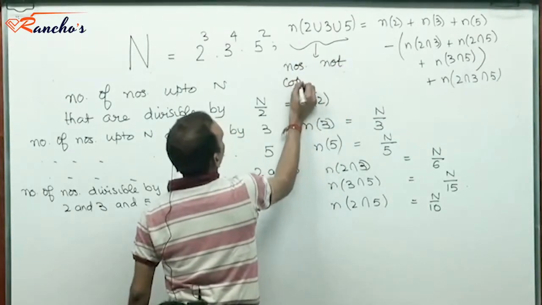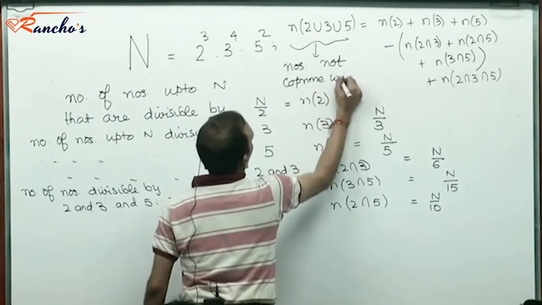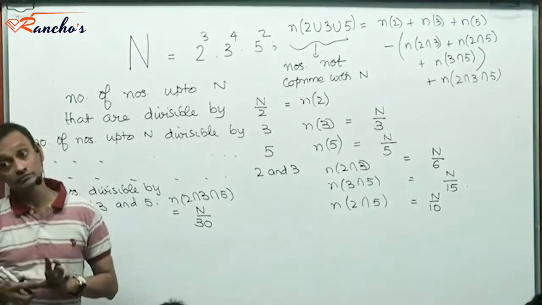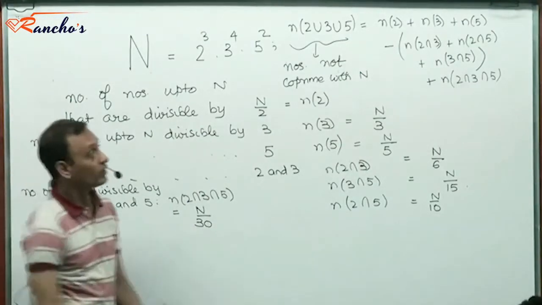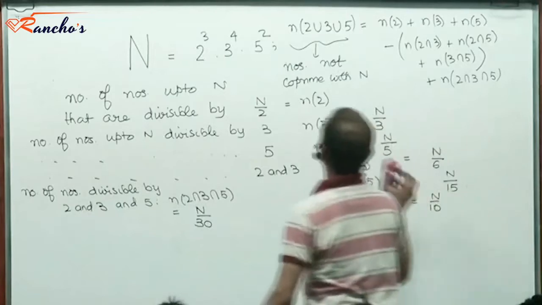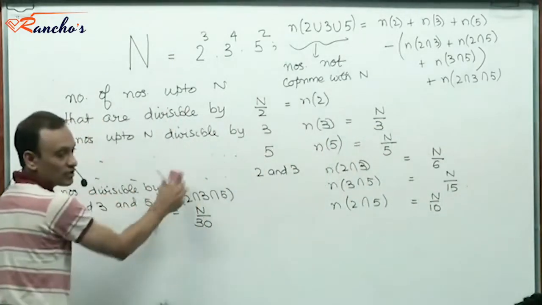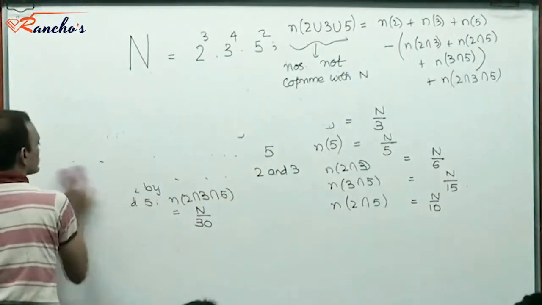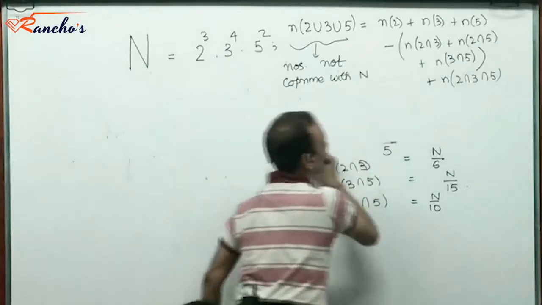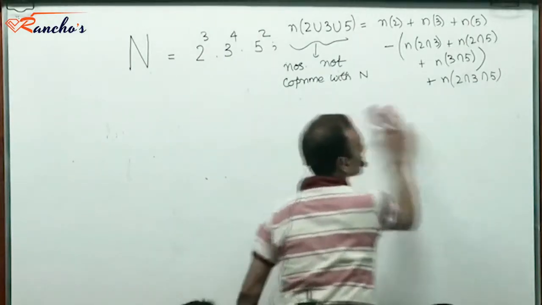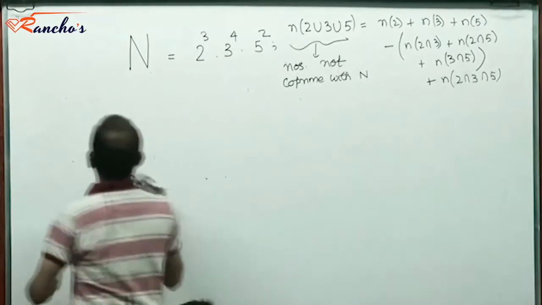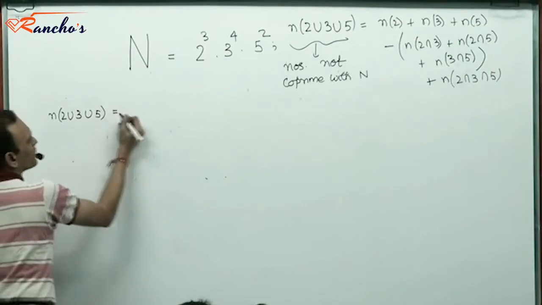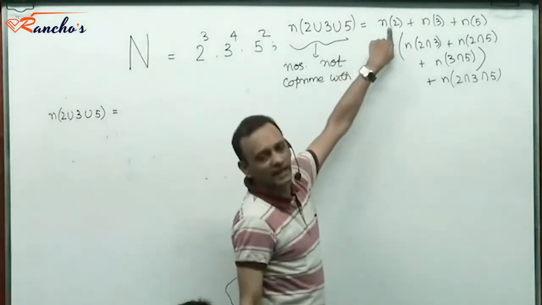Not co-prime with n, because they would either have a factor 2 or 3 or 5 in common with n. Yes or no? Now, can I wipe this off? The number divisible by 2 or 3 or 5 is, like I said, n2, which is capital N by 2.